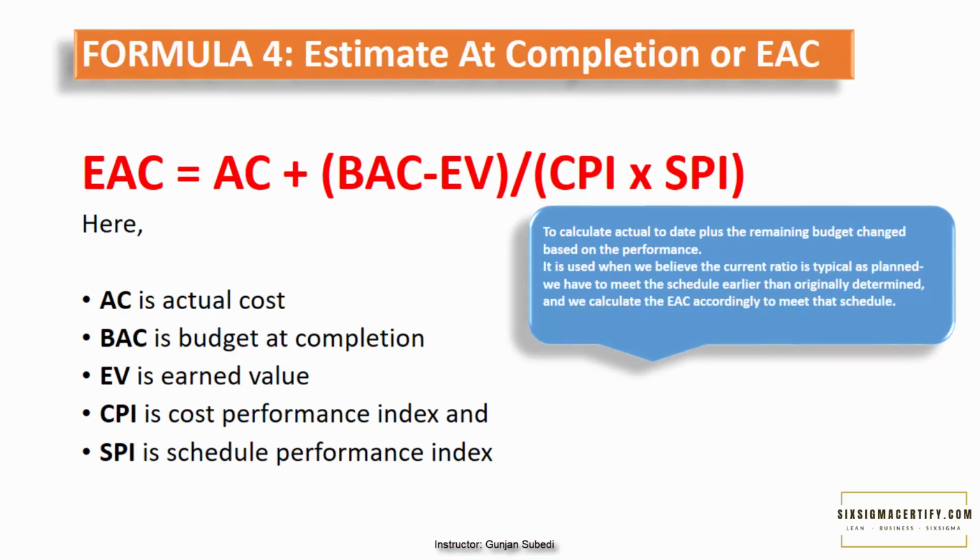Let's see the final formula for the estimate at completion or EAC. EAC equals AC plus BAC minus EV divided by CPI times SPI. Here AC is the actual cost, BAC is the budget at completion, EV is the earned value, CPI is the cost performance index, and SPI is the schedule performance index. Basically, you can use this formula to calculate actual to date plus remaining budget changed based on the performance. It is used when we believe that the current ratio is typical as planned. So if we will have to meet the schedule earlier than originally what we determined, we can calculate the EAC accordingly to meet that schedule.